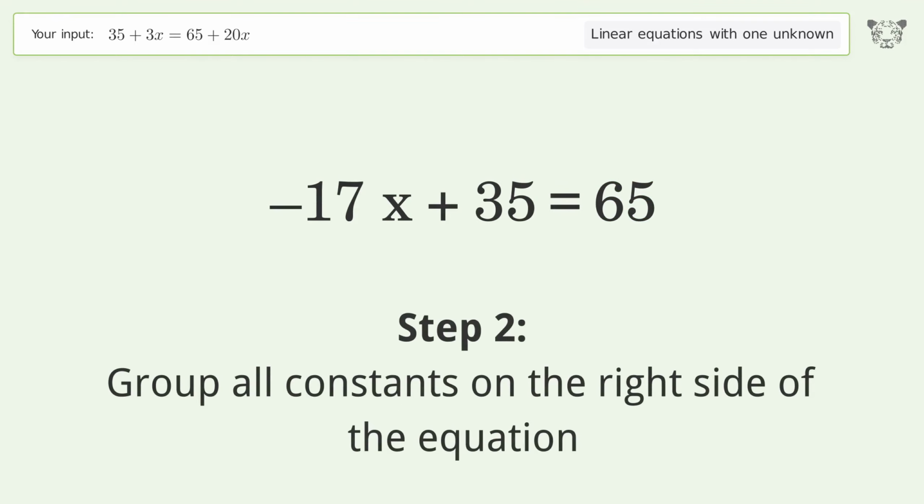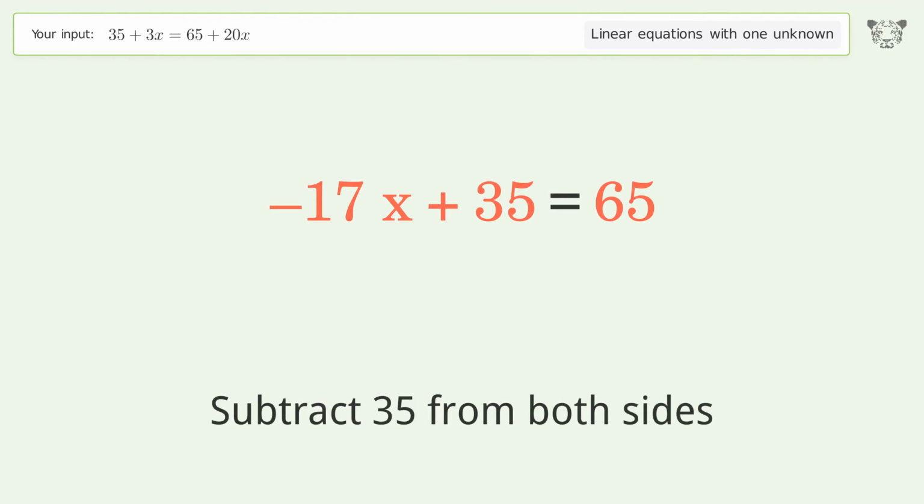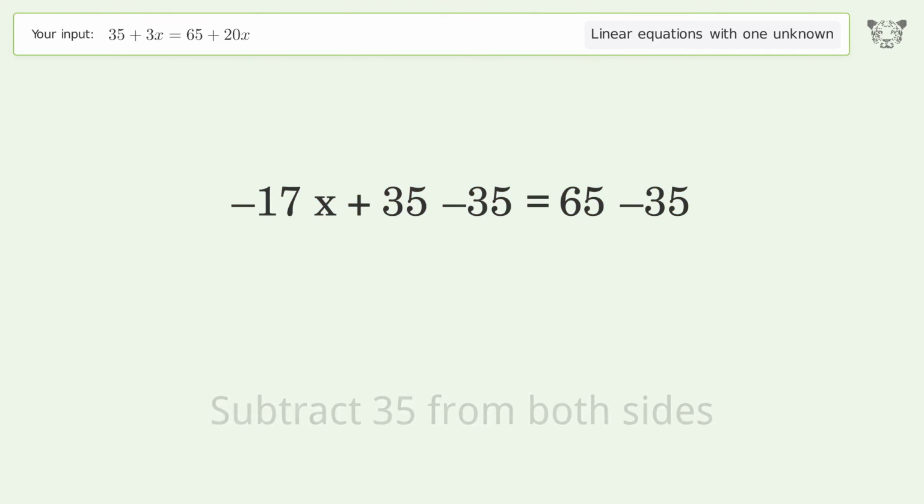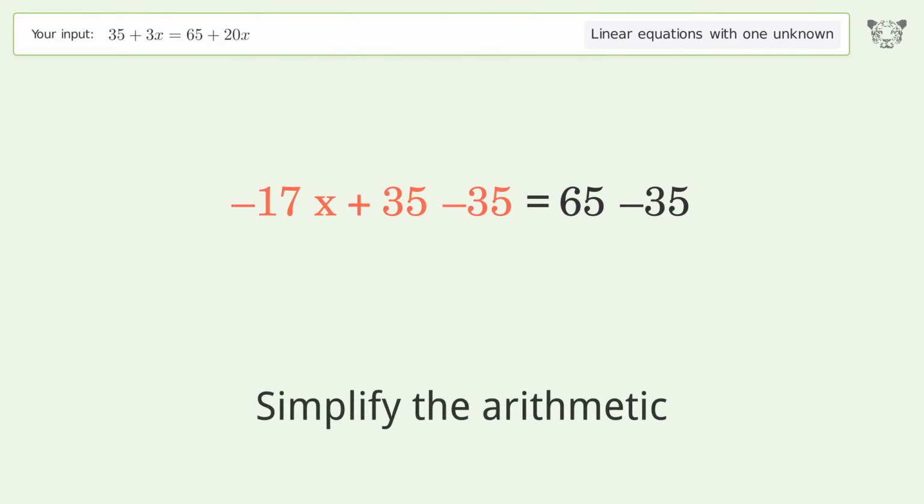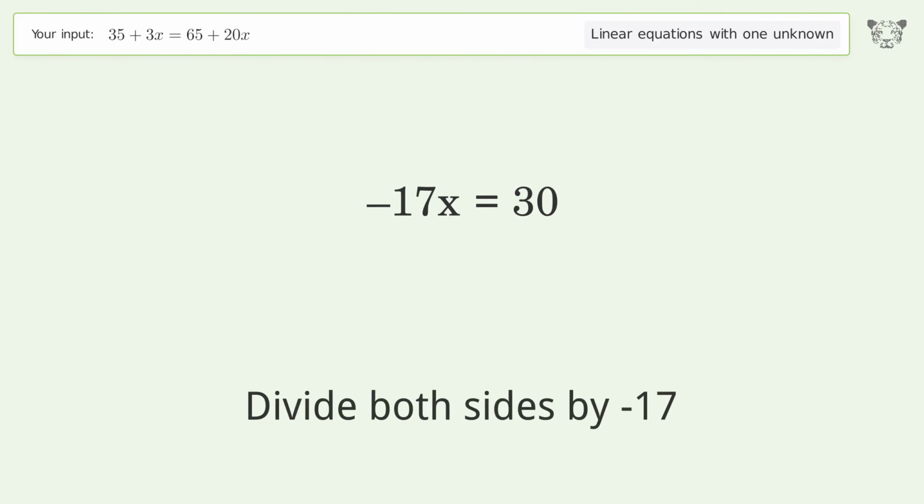Group all constants on the right side of the equation. Subtract 35 from both sides. Simplify the arithmetic. Isolate the x. Divide both sides by -17.